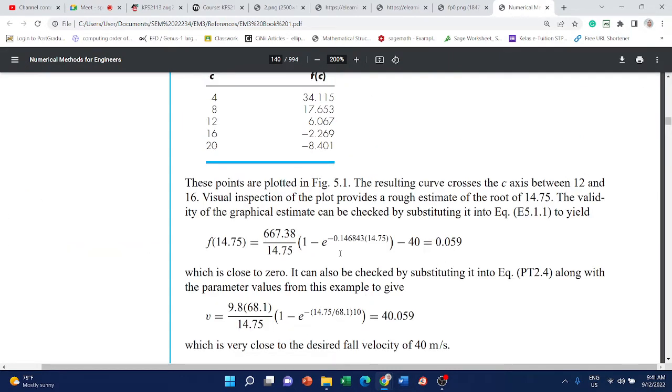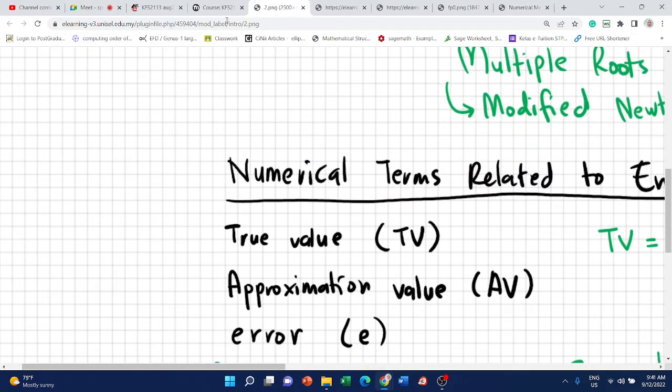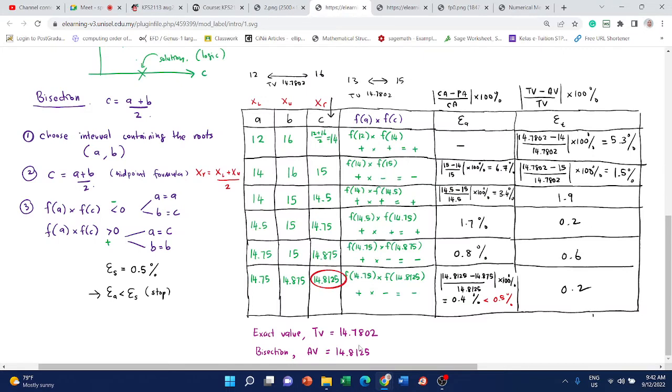Later on you can refer back. So let's check the final value for the true value, 14.7802. Okay, so let's see. This last column is for the relative error. For a problem, if we are using one method, usually we don't compute the relative error, except that later on, if we want to compare this bisection with other methods, then you can compute the relative error. This one, I just want to show how we compute the relative error.